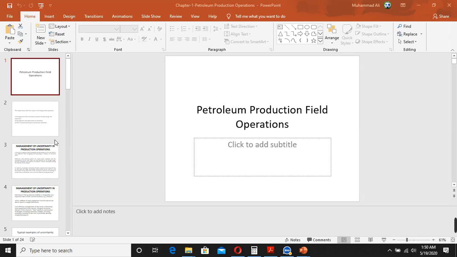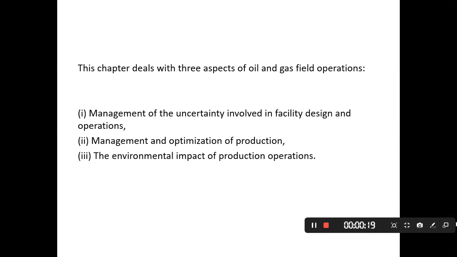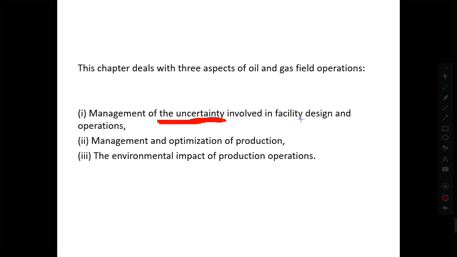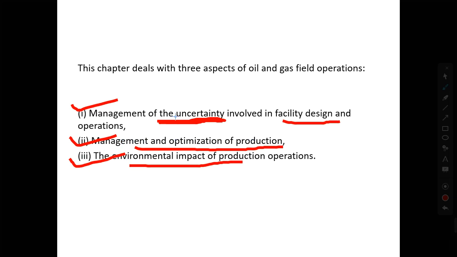So in this lecture we will talk about basically three things. The first thing is about the uncertainty issues, like what possible uncertainties are involved in designing this production system, and once we have designed it, how we can optimize it, and what environmental impacts we have. So we are going to discuss the uncertainty, the management optimization, and the environmental impact. First of all, let's go ahead with the uncertainty involved in this case.